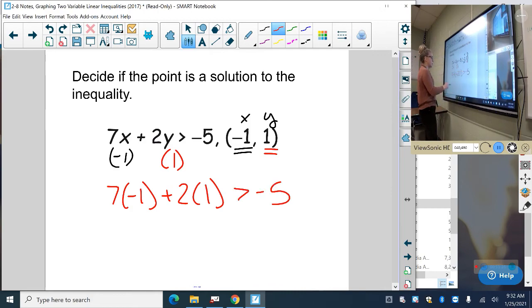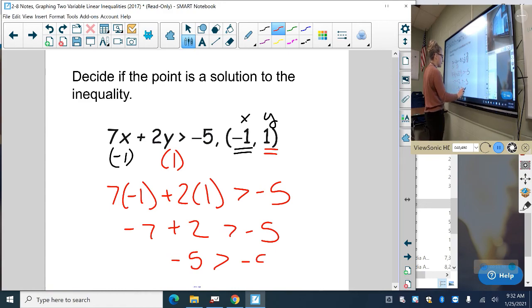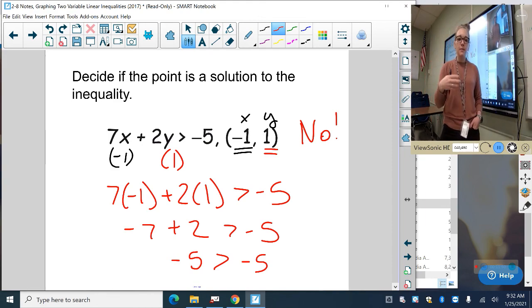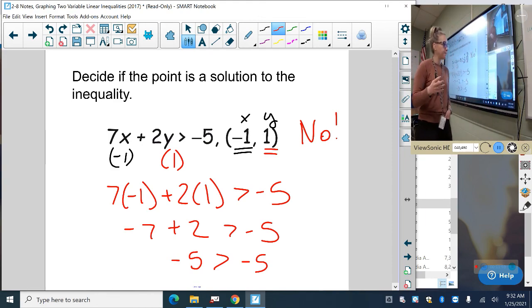Well, is that true? Is negative 7 plus 2 greater than negative 5? Negative 7 plus 2 is negative 5. Is negative 5 greater than negative 5? No. Negative 5 is equal to negative 5. So the answer to this is no. And you will have those on your Math Excel, so make sure you plug them in. If it's true, yes. If it's not true, no. All right.